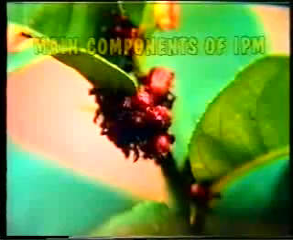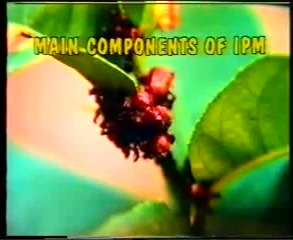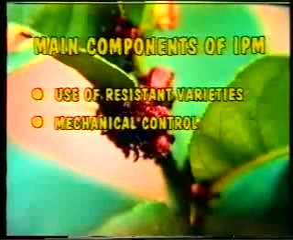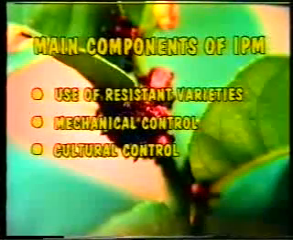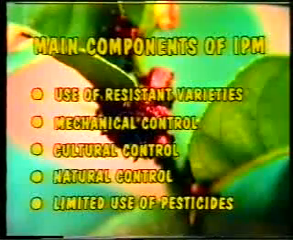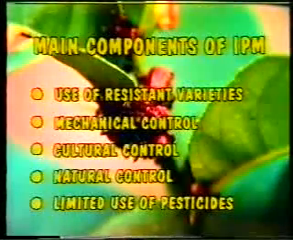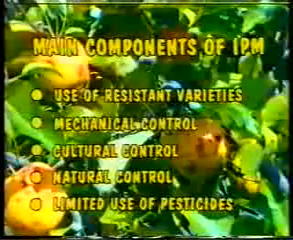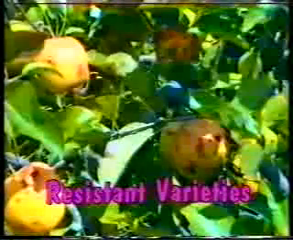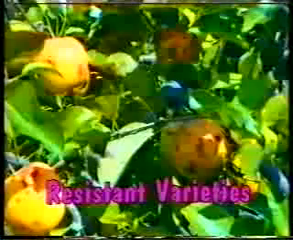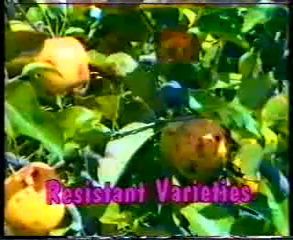IPM comprises of many components. The ones identified as the most applicable for Bhutan are the use of resistant varieties, mechanical control methods, cultural control, natural control enhancement, and the limited use of pesticides. For example, replacing the delicious apple varieties with more resistant ones would be a way of preventing apple scab. An example of mechanical control is the removal of pest-protecting ants from the orange tree. Here, the ant nest should be removed from the tree.